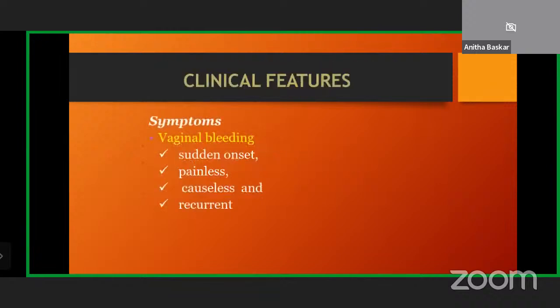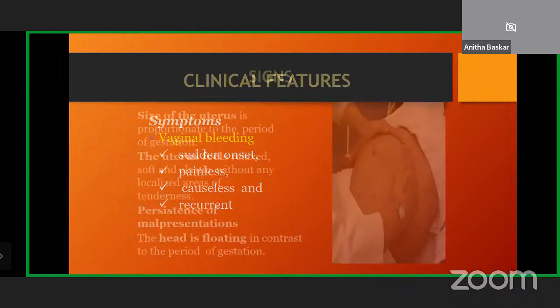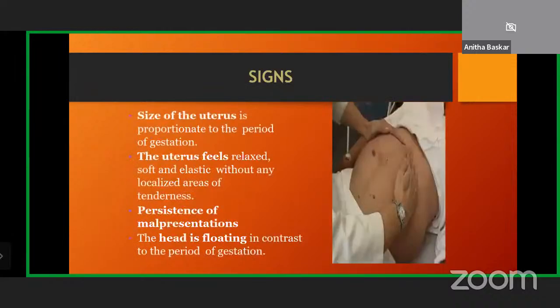What are the clinical features you will see in placenta previa? We have already known it is a sudden onset painless bleeding. It is very, very important. In abruption, everyone knows it is a painful bleeding, and in placenta previa, it is a sudden, painless and recurrent bleeding. So you see the signs. The size of the uterus will correspond to the period of gestation. The uterus feels relaxed, soft and elastic without any localized tenderness. Tenderness will be present in abruption placenta.